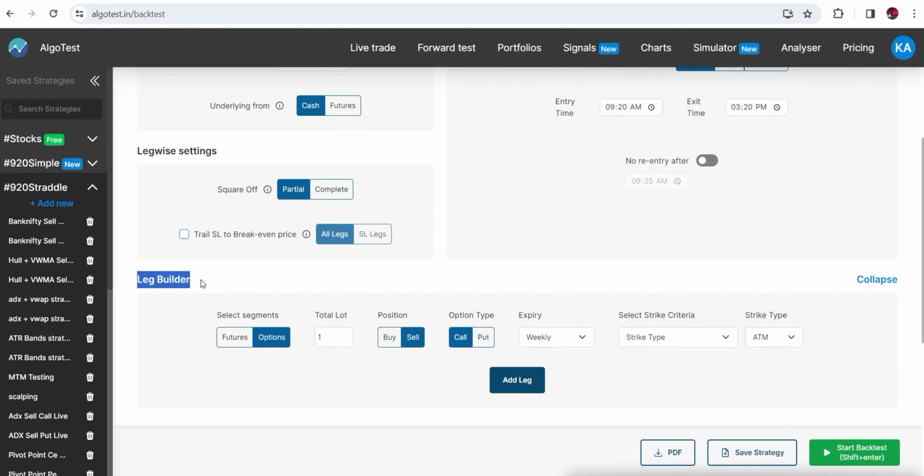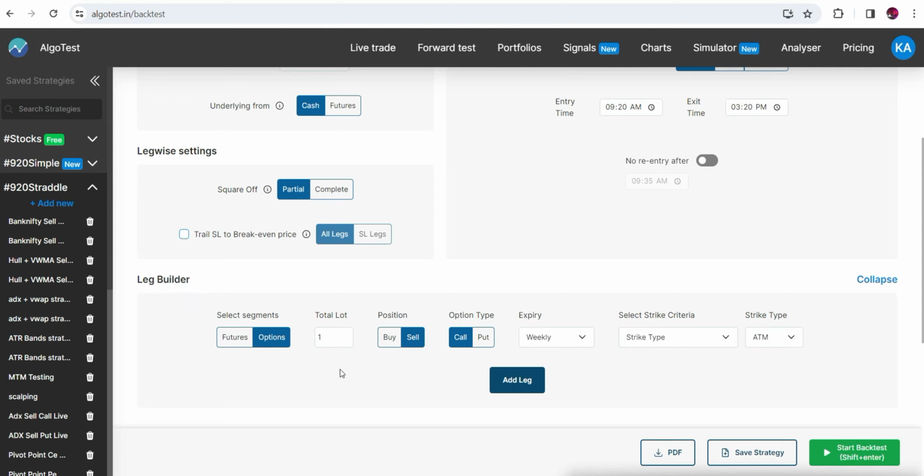Now this is the leg builder. So what is a leg? Leg builder is used to create a leg. Assume at morning 9:20 you want to buy or sell an at the money call. This at the money call strike that you want to buy or sell with one lot or two lots is called a leg. So this we can create using the leg builder.